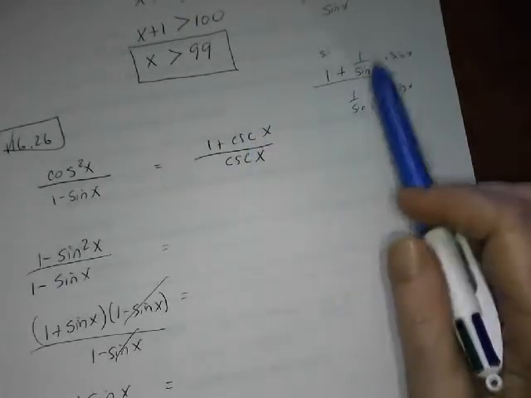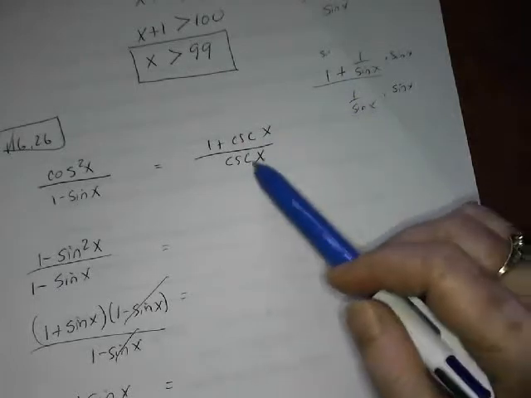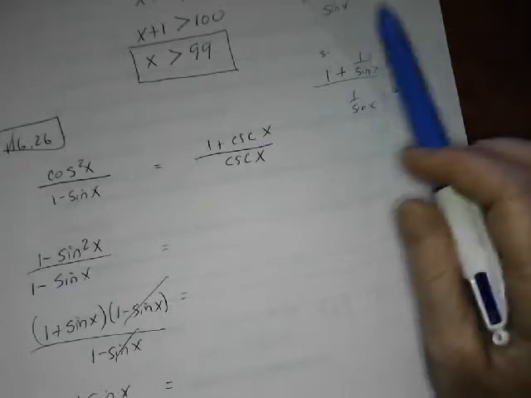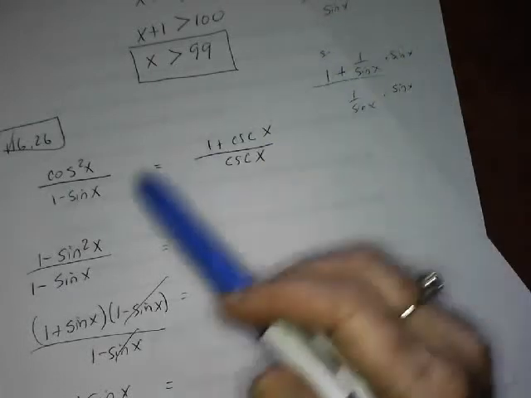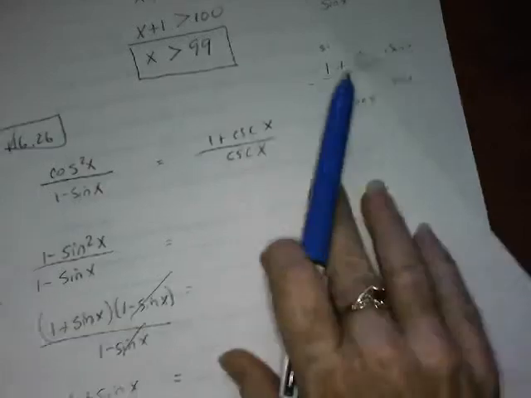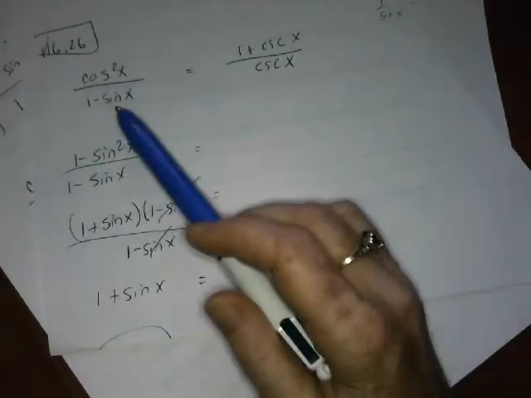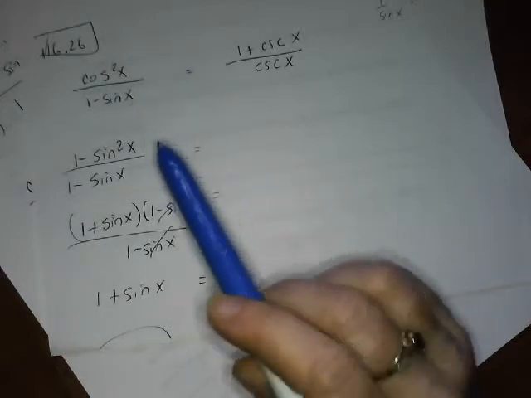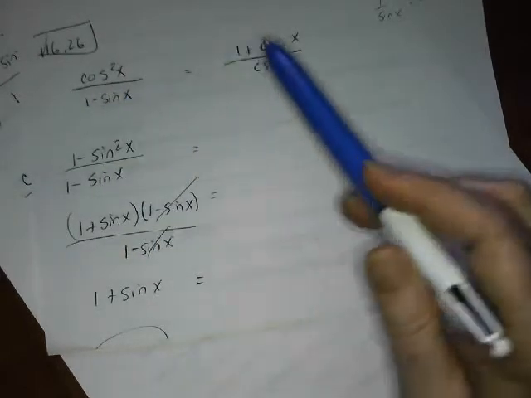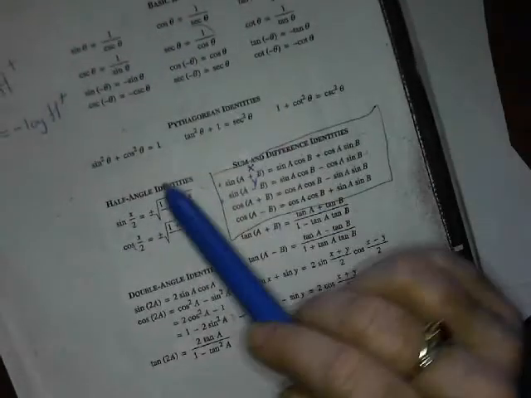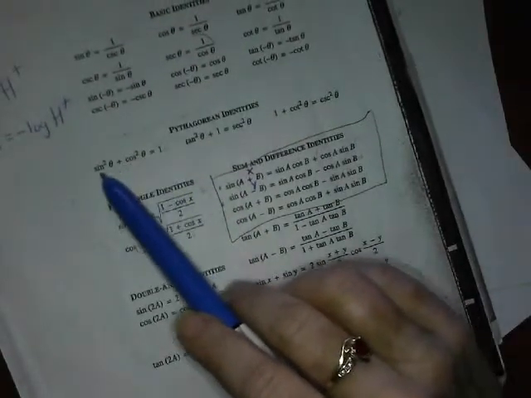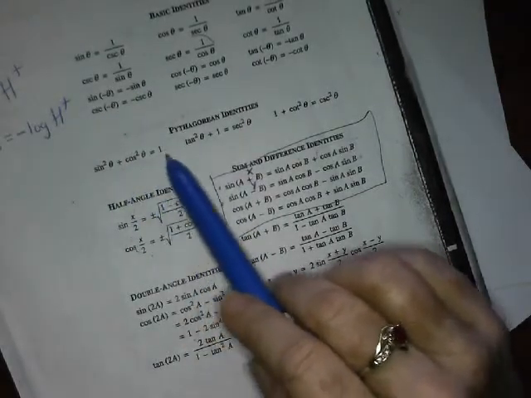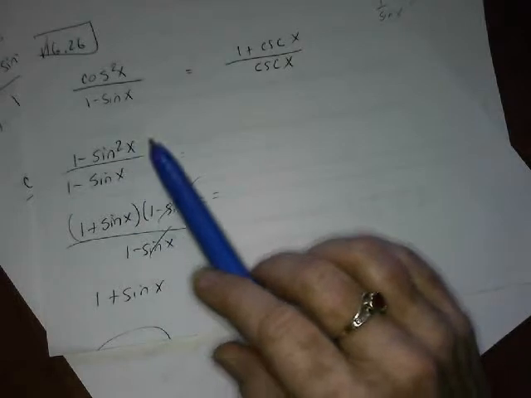I know cosecant is 1 over sine x, and I did that a little bit and started messing around with it, and then I just said, well, I'm just going to go with my gut instinct. So I went over here, and I know that there's a Pythagorean identity that says cosine squared x plus sine squared x equals 1. If I subtract sine squared x from both sides of this equation, see how cosine squared x is 1 minus sine squared x? So that's what I did.